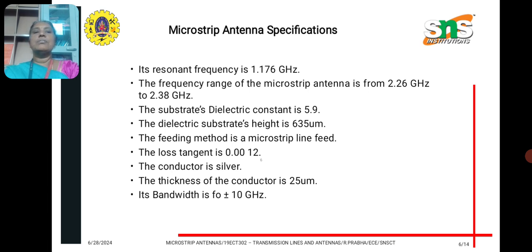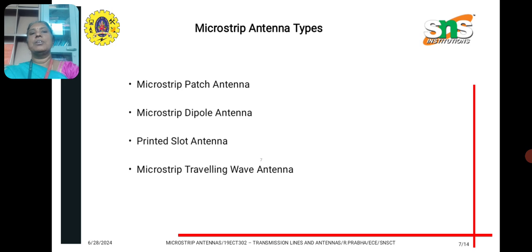So the specifications: its resonant frequency is 1.176 GHz. The frequency range of the microstrip antenna is from 2.26 GHz to 2.38 GHz. The substrate's dielectric constant is 5.9. The dielectric substrate height is 635 micrometer. The feeding method is a microstrip line feed. The loss tangent is 0.0012. The conductor is silver. The thickness of the conductor is 25 micrometer. Its bandwidth is F0 plus or minus 10 GHz, where F0 is the operating frequency.